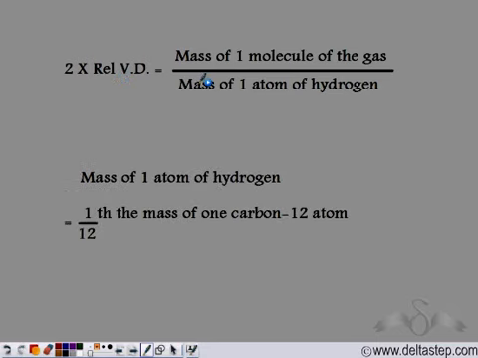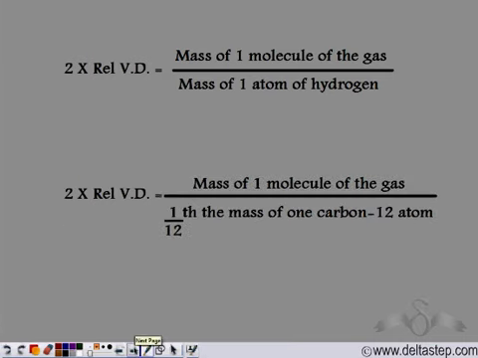If you remember, the mass of one atom of hydrogen is equal to 1/12 times the mass of one atom of carbon-12. This is because the mass of one atom of carbon-12 is 12. When we take 1/12 of its mass, we get 1/12 of 12, which is 1. And we know that the mass of one atom of hydrogen is also 1, if you are calculating in atomic mass unit, the unit for both. So the mass of one atom of hydrogen is equal to 1/12 the mass of one atom of carbon-12.